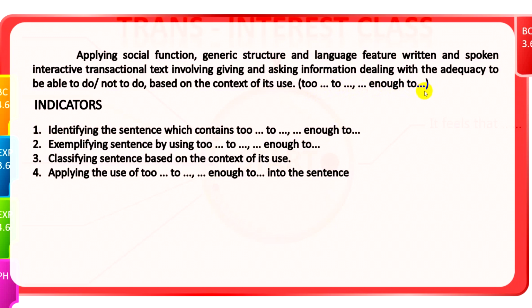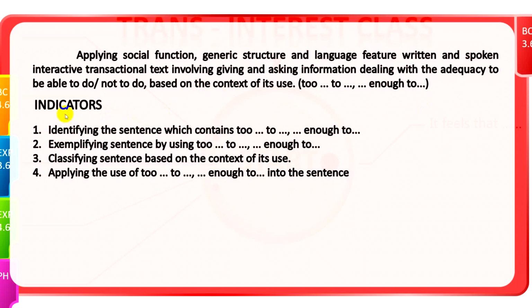So in this section we're going to discuss two subjects. The first is the use of the conjunction too ... to ..., and then ... enough to .... How to compose sentences using these conjunctions, we will go to later on.